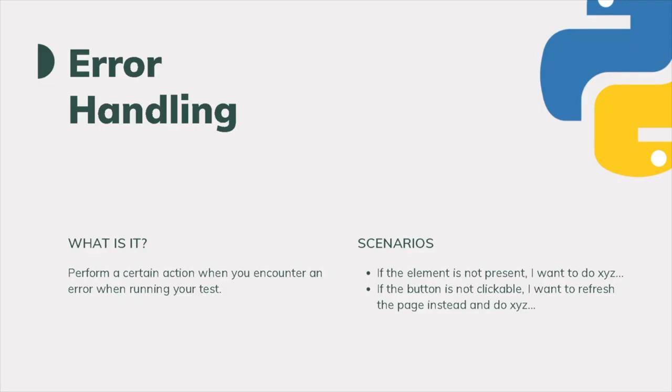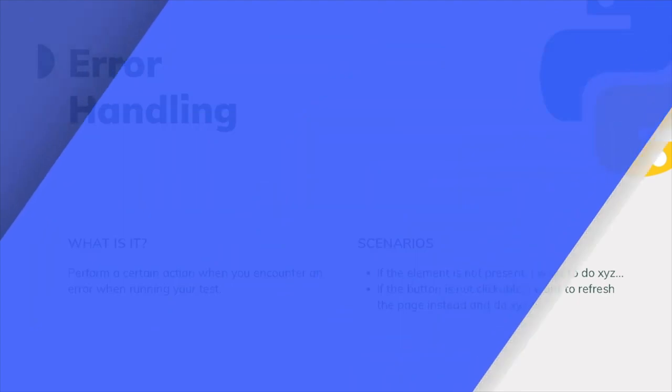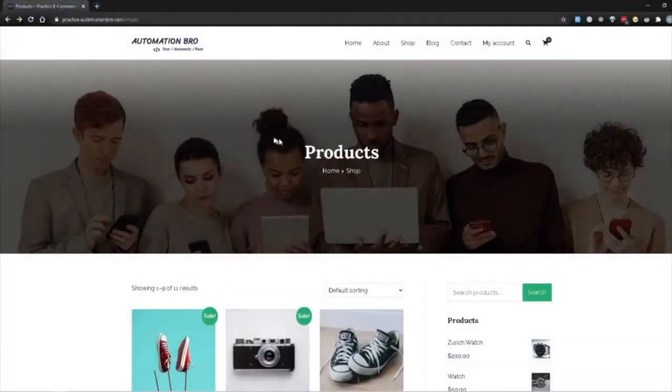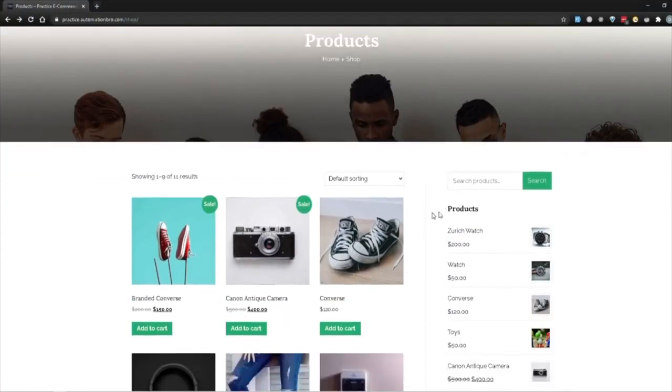Or let's say you're trying to click on a button, and if that button is not clickable for whatever reason, you would instead want to just refresh the page and try something else. These are all unique scenarios, but based on your application, you might run into them once in a while, specifically if you're working on a really dynamic application. Let's take a look at one of the scenarios that we will be covering in this video. I'm here on the Practice Automation Bro website, and I've opened up the shop page. Within the shop page, we have the search product field over here.